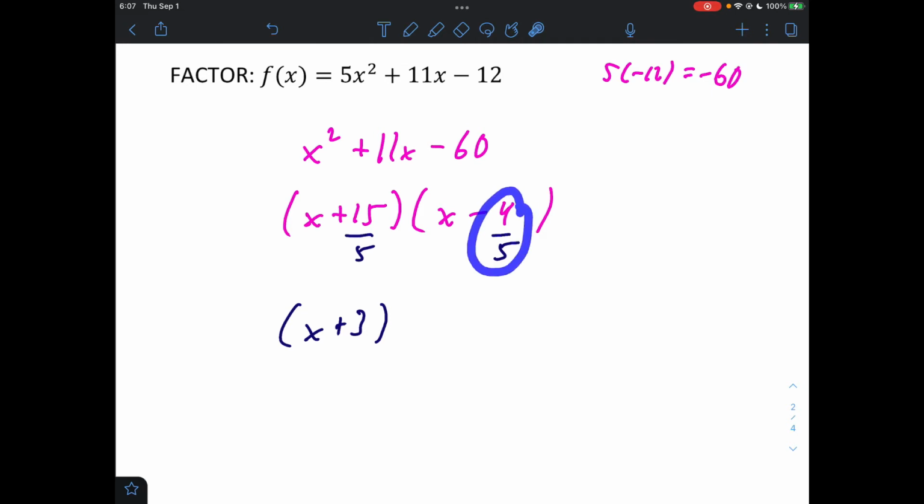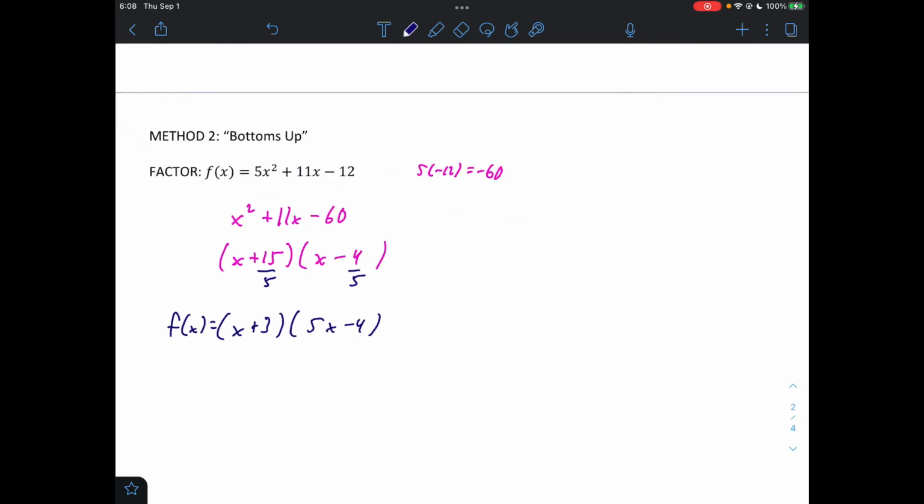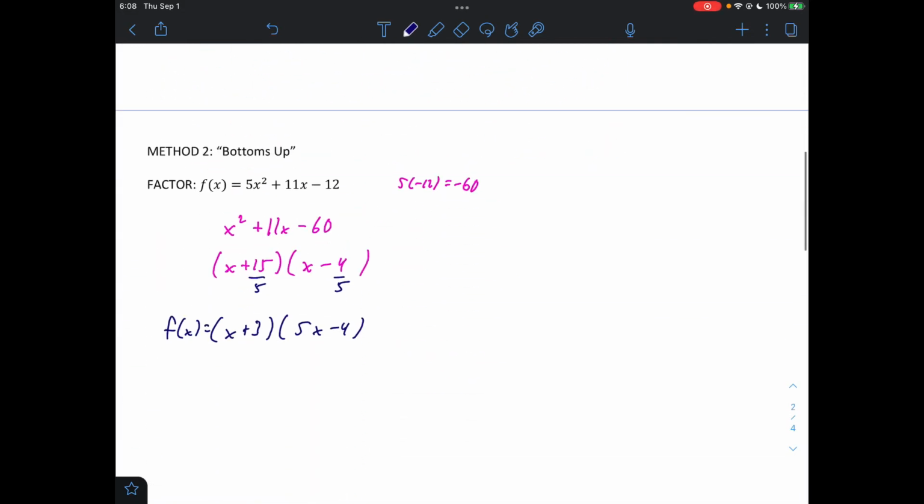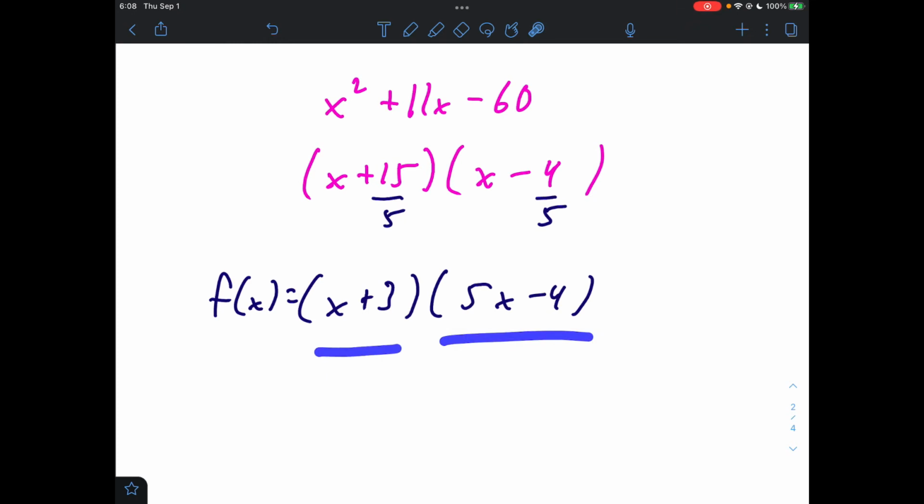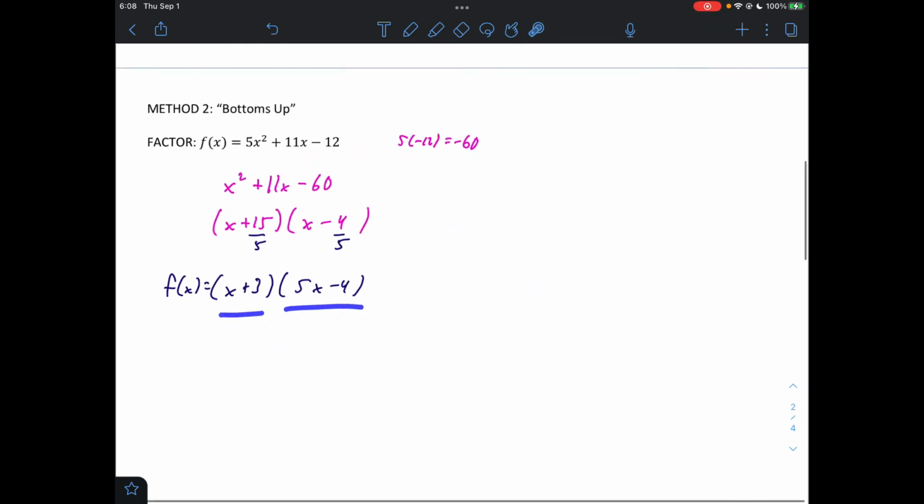This one does not reduce. So what we're going to do is we're going to bring this 5 up here, 5x minus 4. And hey, look at that. That's the same factoring that we got in our first one. 5x minus 4, x plus 3. So that does work.